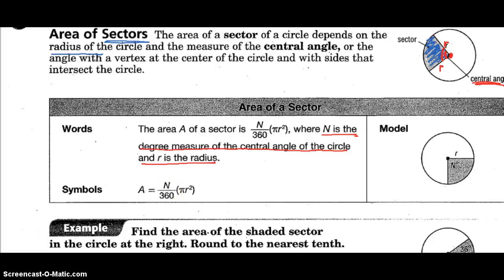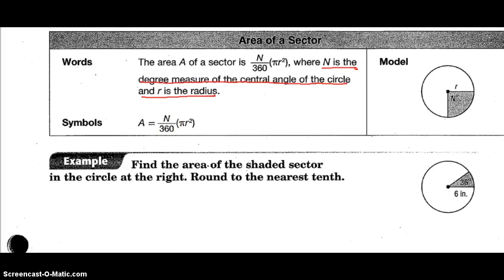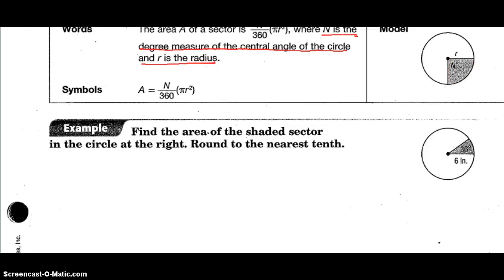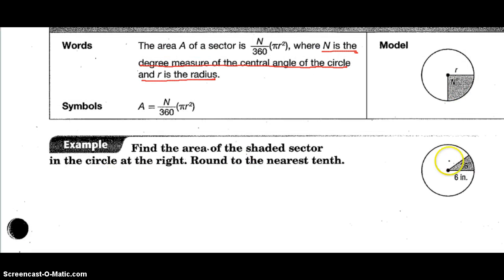To find the fraction of the circle, it's how many degrees. We talked about this when we made our pie chart, so this really should be reviewed. So for our first example, I'm given n is 36 degrees. My radius is 6 inches.